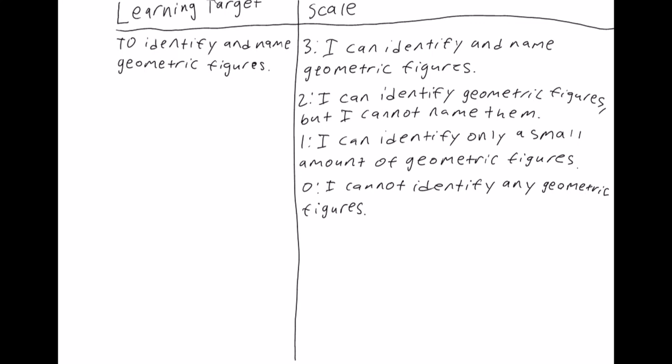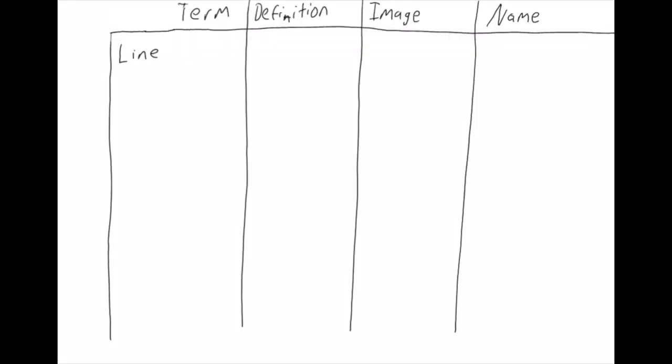Let's get started. Alright, so if you couldn't tell from the learning target, we're going to be doing a lot of vocab for this lesson. So I'm going to have a bunch of vocab terms and then define them and show examples on how to name them. So first we have a line.